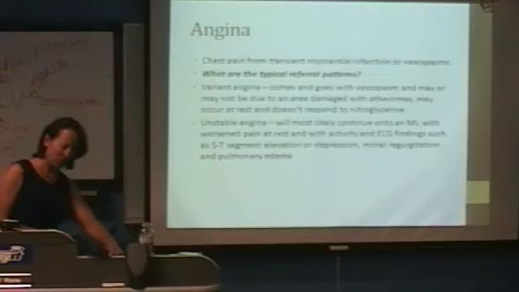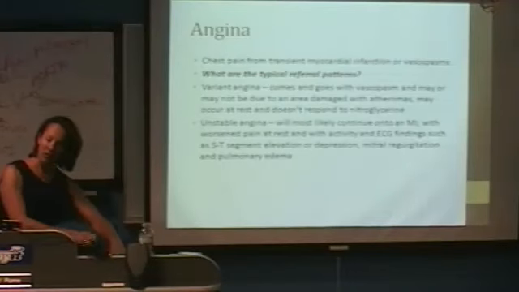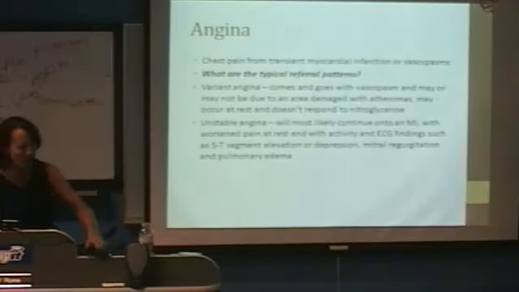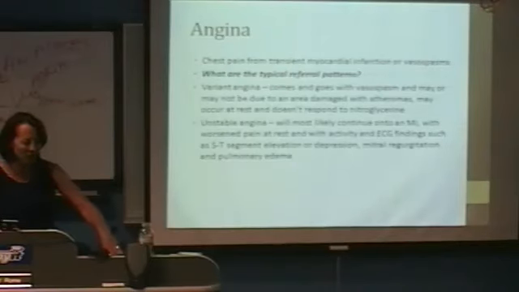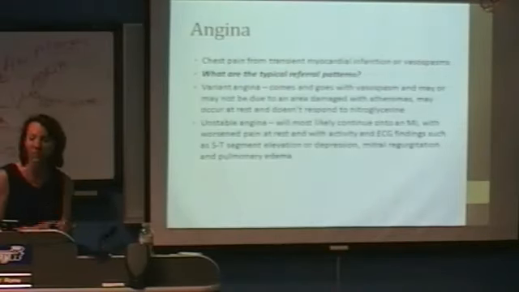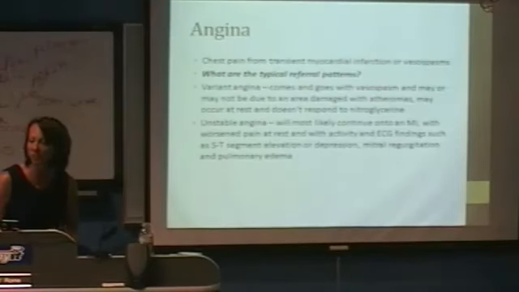Angina. So angina is going to be that chest pain. Okay, could be variant, could be unstable. Now, angina can be caused by blockage of vessels, but you can also have spasms of blood vessels. Okay, they can cause problems as well.